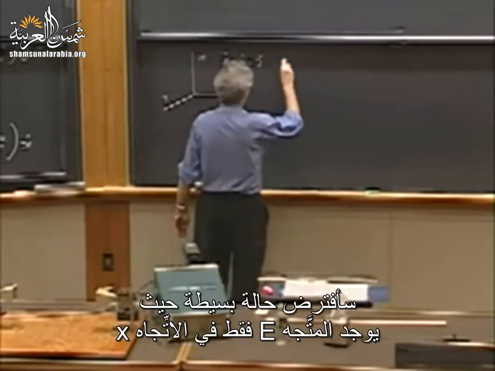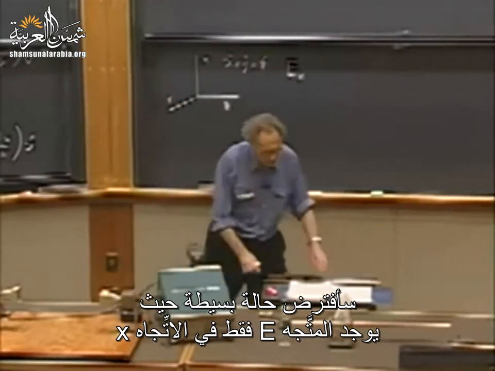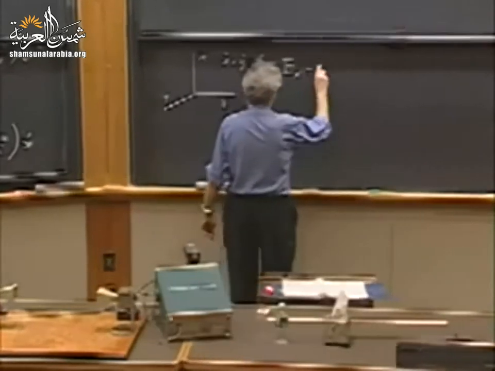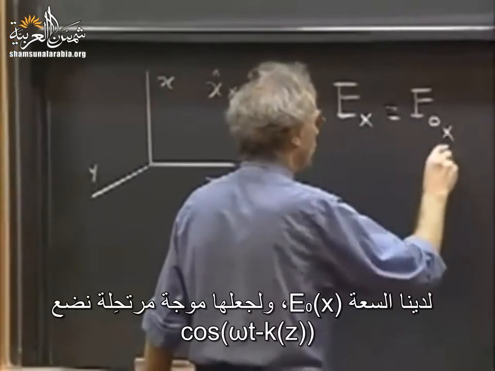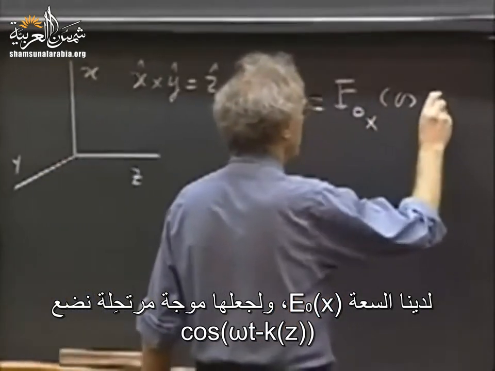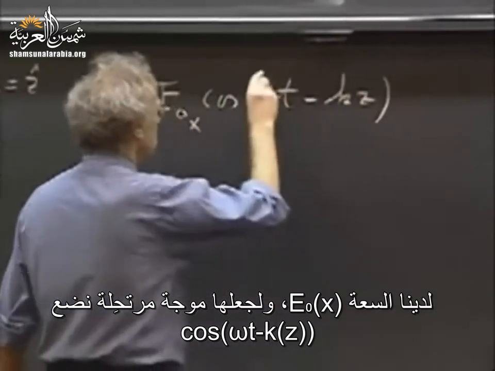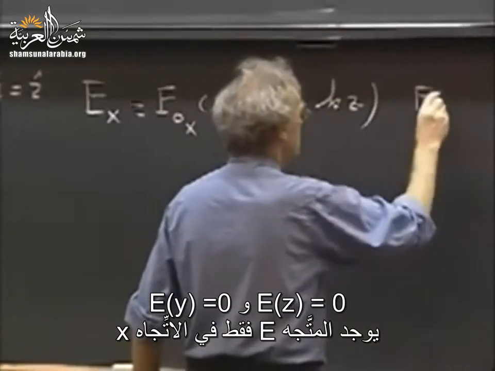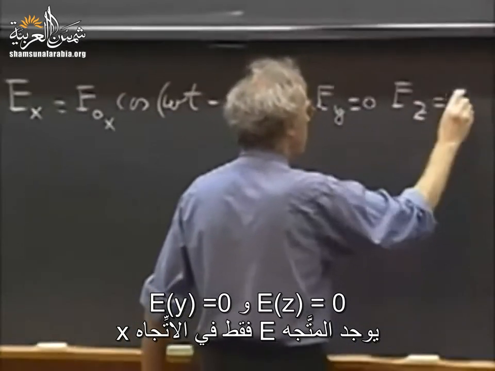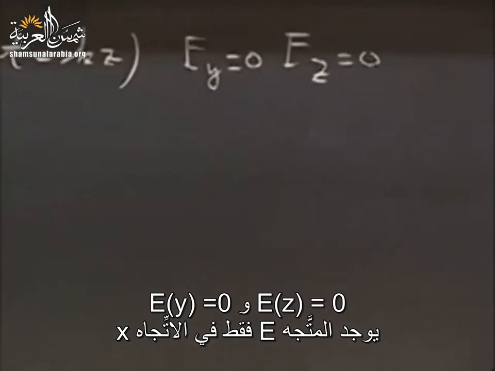So I assume a simple case that the E vector only exists in the X direction. So it has a certain amplitude, I call it E0x. And I make it a traveling wave, of course, cosine omega t minus kz. So Ey is 0 and Ez is 0. So it's only an E vector in the X direction.